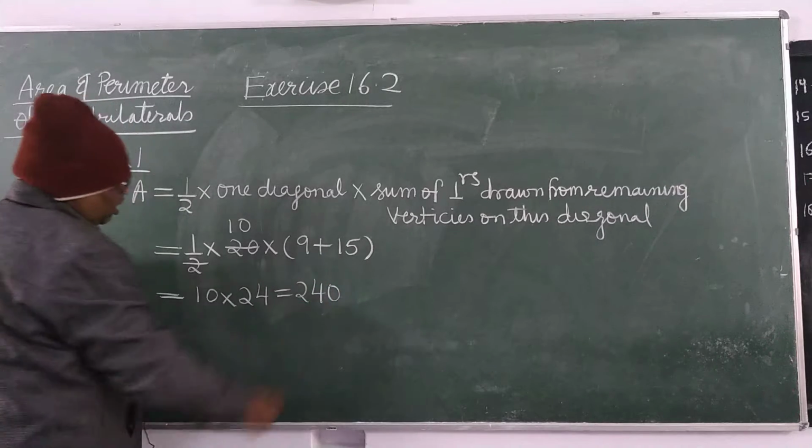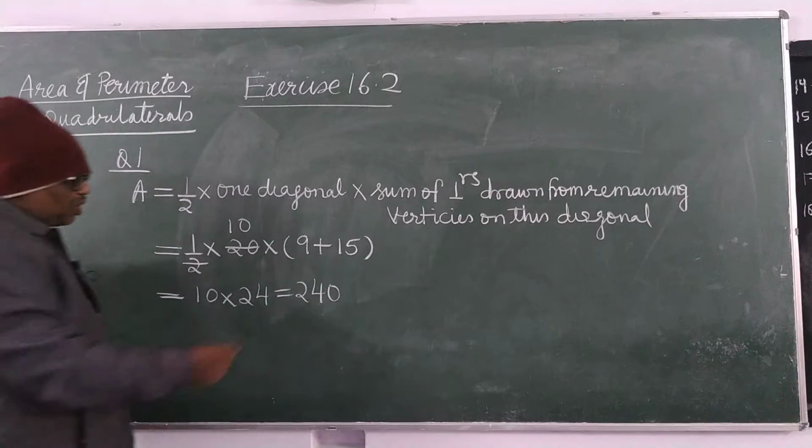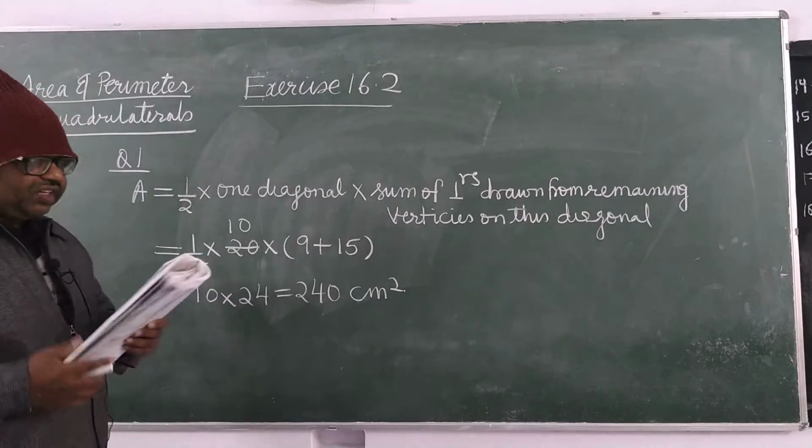And what is the unit of area? So it is centimeter square here. Why it is centimeter square? Because the lengths are given in centimeter.